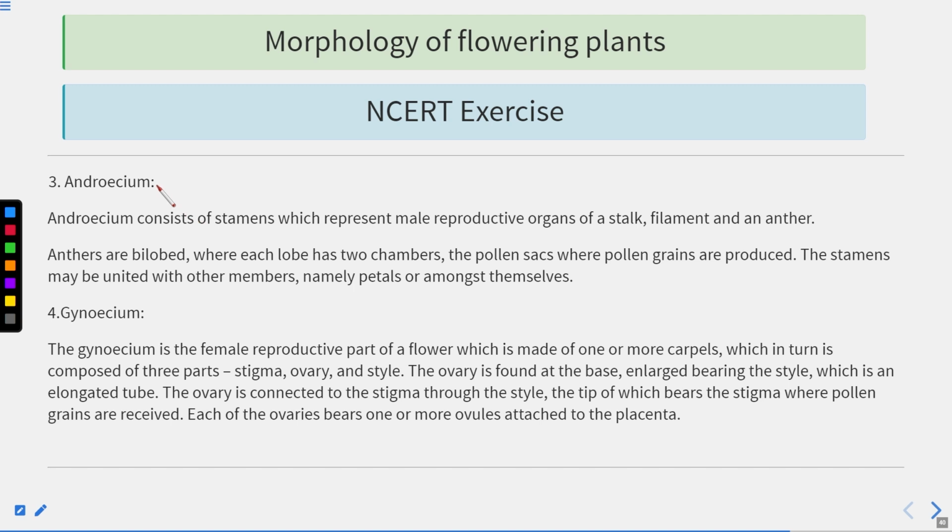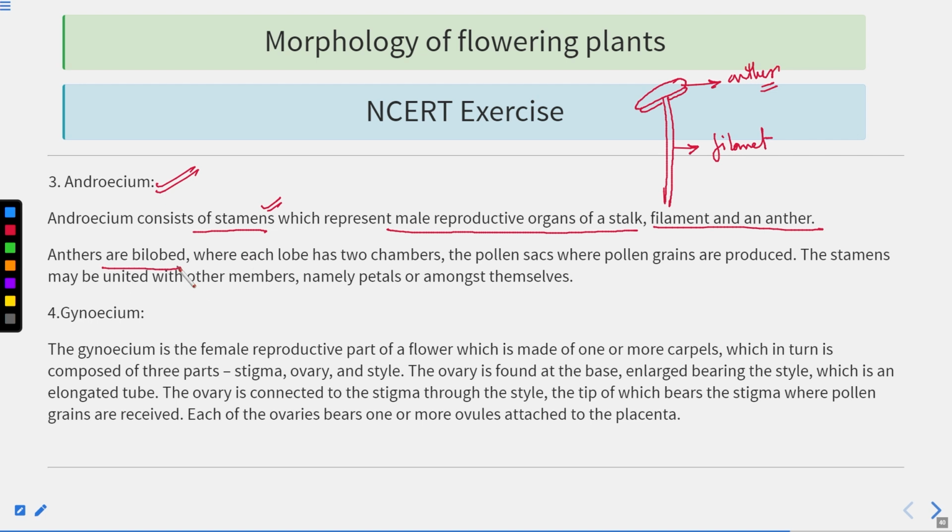Next is the androecium. Androecium consists of stamens, which represent the male reproductive organ, made of a stalk, filament, and the anther. So androecium consists of the stamens. If you see the androecium, there are many stamens. This is one of the stamens, showing the filament.